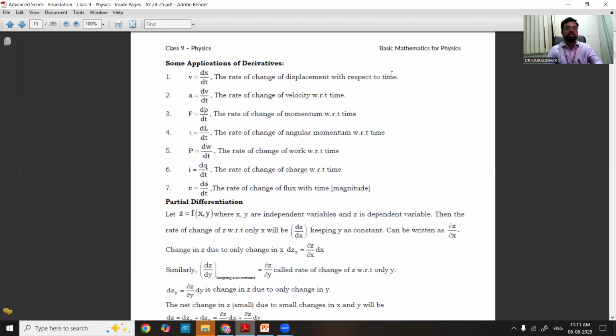Right? Like that, there are various applications of derivatives mentioned here, which are helpful in our physics to define a physical quantity. Right?